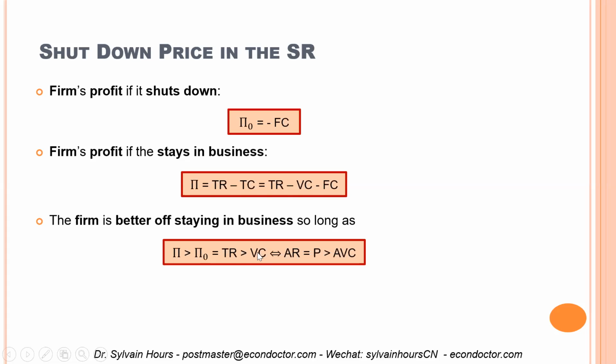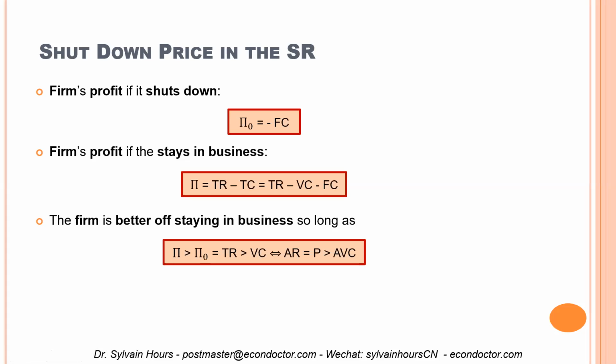And if I divide this inequality by Q, if I divide by the quantity on each side, TR divided by Q is the average revenue, which is also the price. And the variable cost divided by the quantity is the average variable cost. So you see that as long as the price is above the average variable cost for at least some quantity of output, then I am better off staying in business.